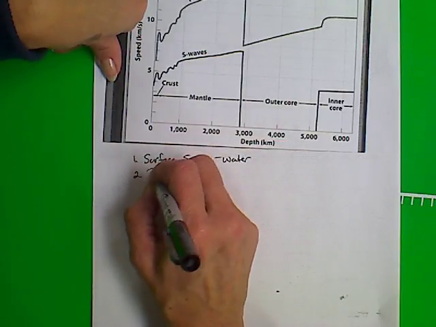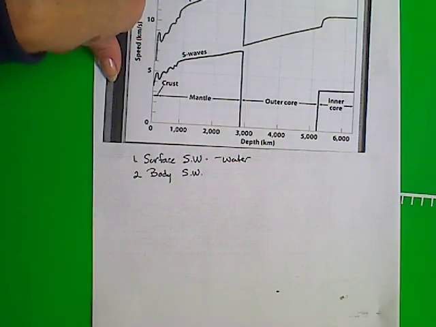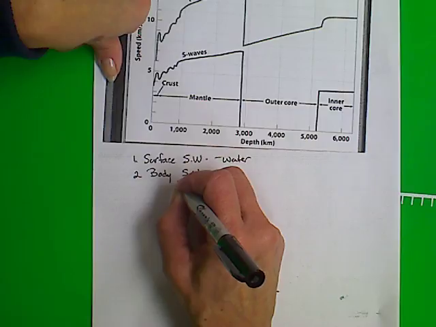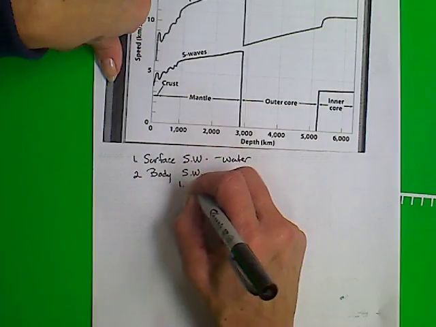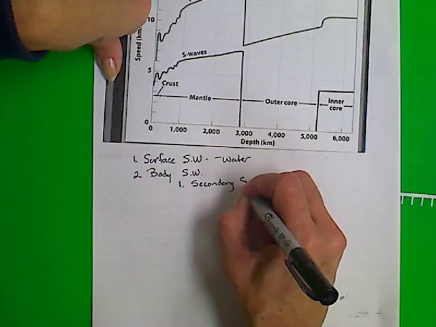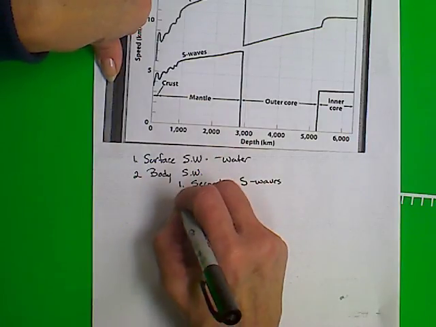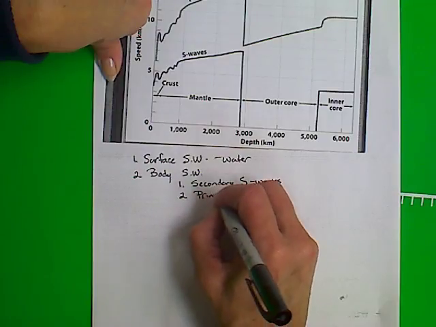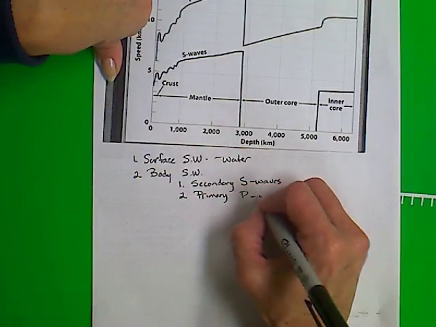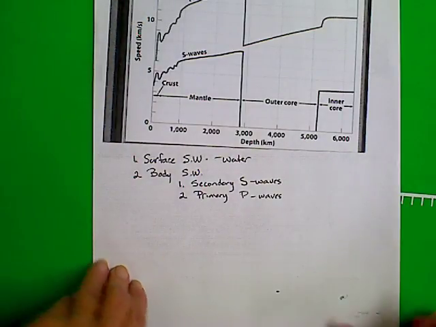And then we know that we have body seismic waves. And there are two types of those. Number one, there is secondary waves that are called S waves. And there are primary waves that we call P waves. And they travel at different speeds.